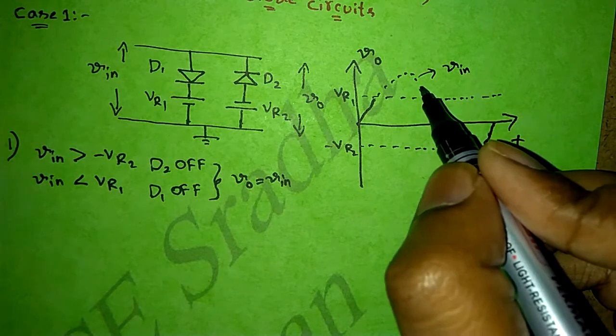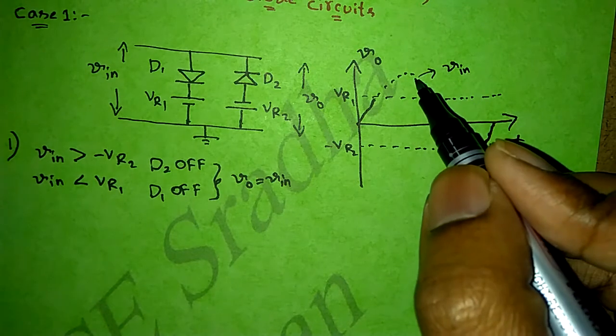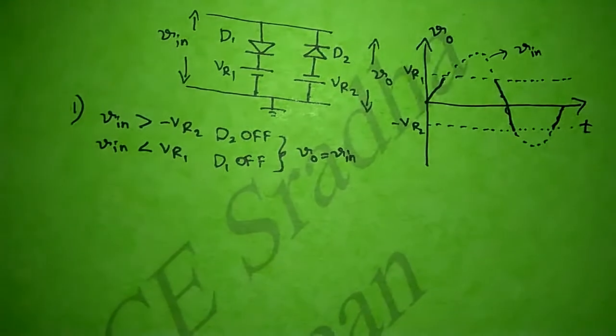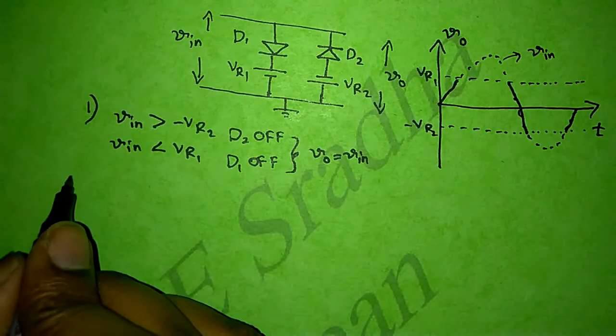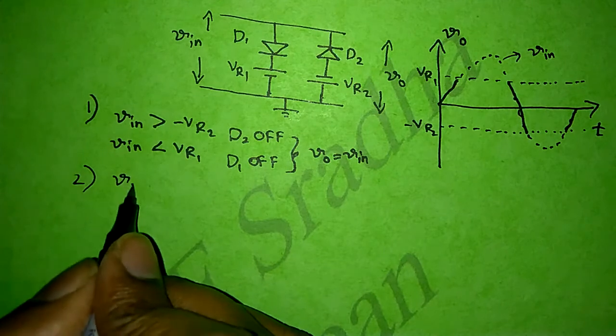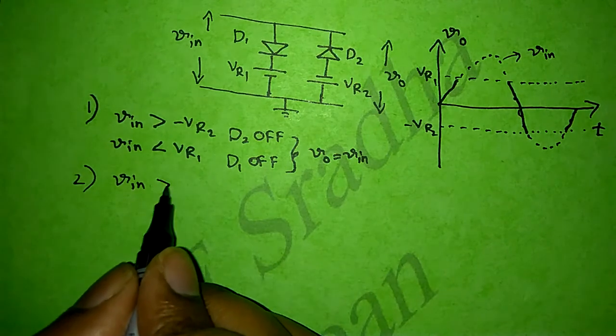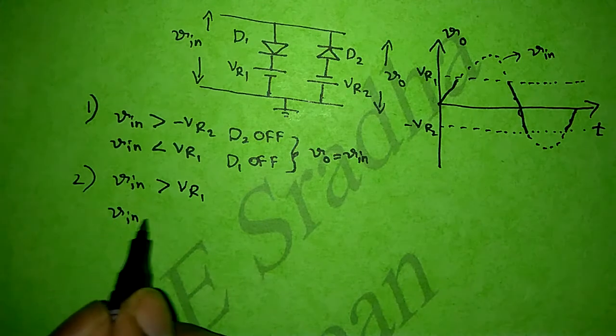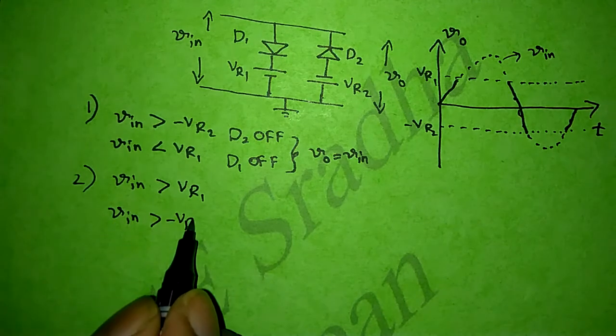The second case is in this portion our input, this dotted line sine wave is our input. This input is greater compared to both VR1 and minus VR2. So I'm writing the same condition here. The second case is V in is greater compared to VR1 and also V in greater compared to minus VR2.